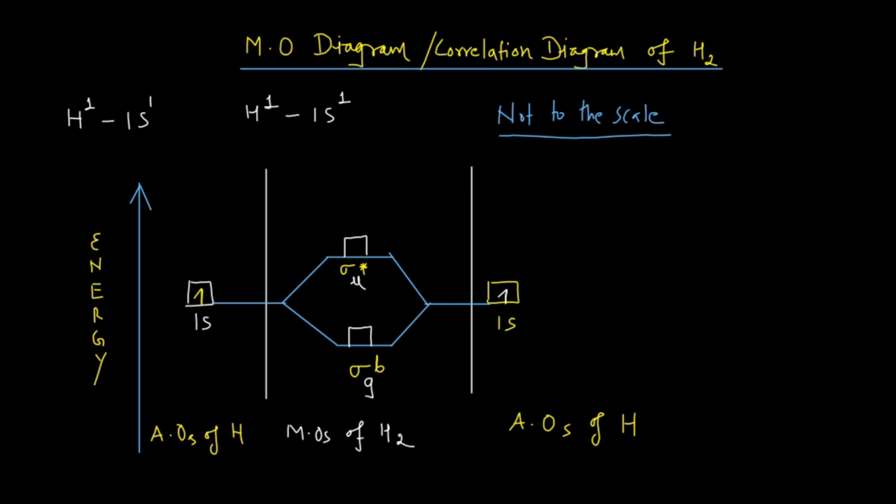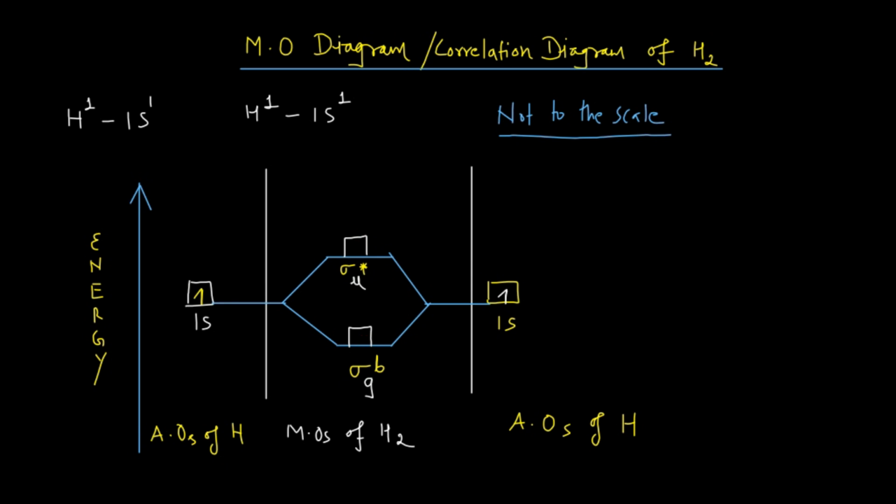Now you can count the total number of electrons present in the two atoms. One electron is here, another electron is here, because the atomic number is 1 for the hydrogen atom, that's why 1s1. But in total we have two electrons. Now we will fill these two electrons in the molecular orbitals, and I already told you molecular orbitals can also accommodate a maximum of two electrons. So this can accommodate two electrons, and this will also accommodate two electrons.